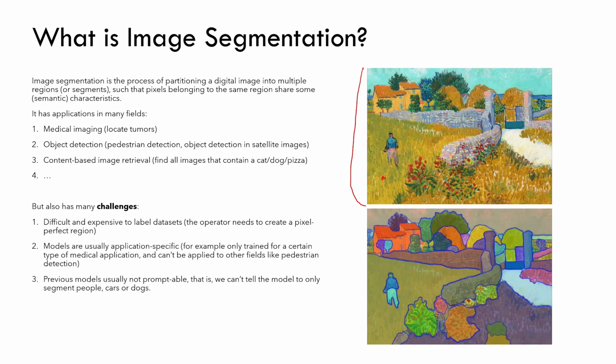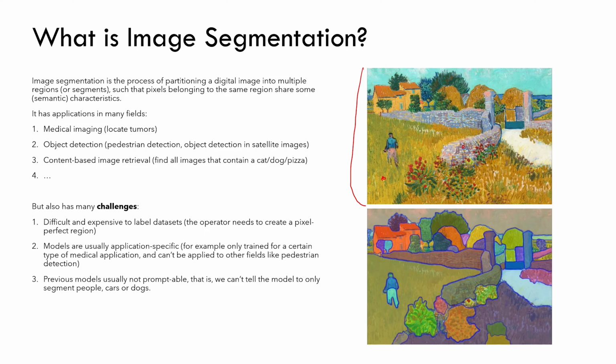Just as I said before, the models usually were application specific, and the previous models were also not promptable. That is, we could not tell the model, please just select all the masks for cats or for dogs or for trees or for houses. So we could not build a prompt. If the model was trained to detect that kind of mask, it detected it. Otherwise, it didn't. So it was all or nothing. But now we can actually ask the model which kind of object we want to build the mask for. And we can do that by using points, by using a bounding box, and by using text also.